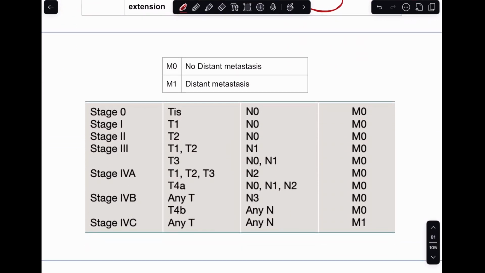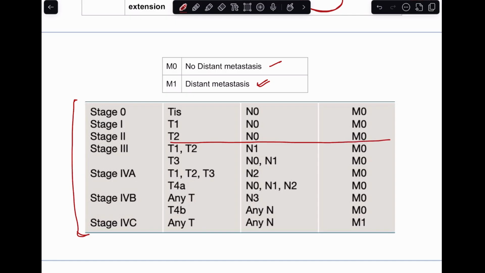Next is M0, which is no distant metastasis, and M1, which is distant metastasis. And then this is the staging after you see. So our case was T2, N0, and MX. That is why we have classified our case as stage 2 carcinoma.